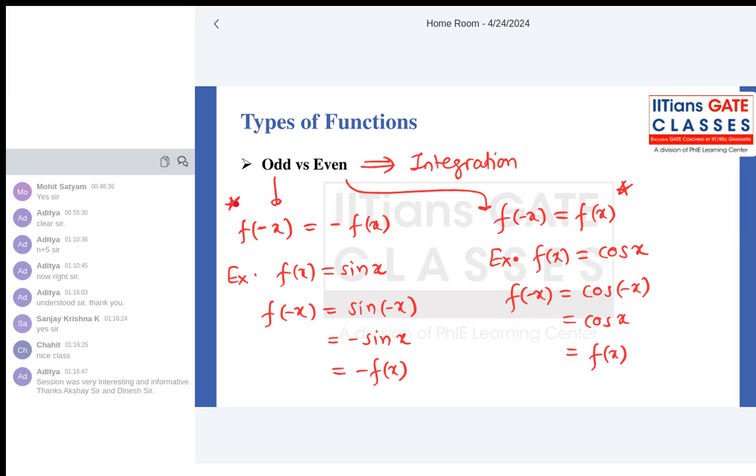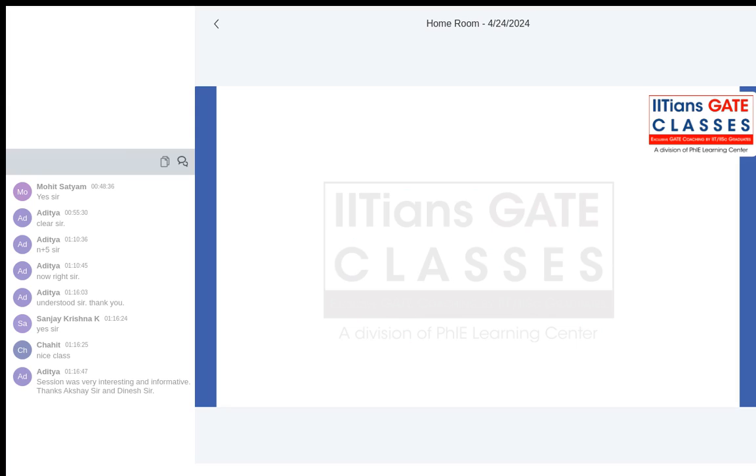In the meantime, you can check out other functions such as e to the power x, the exponential function, and log x. Are these functions odd or even, or neither of them? Because not all functions are odd or even. There is a large category of functions which are neither odd nor even. So that is also to be looked at.